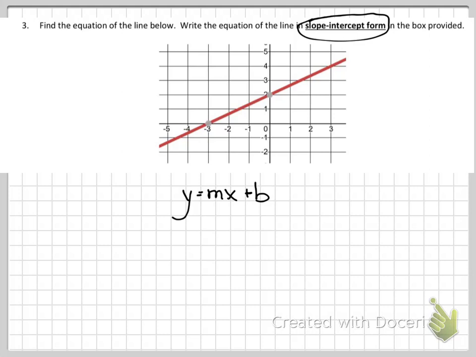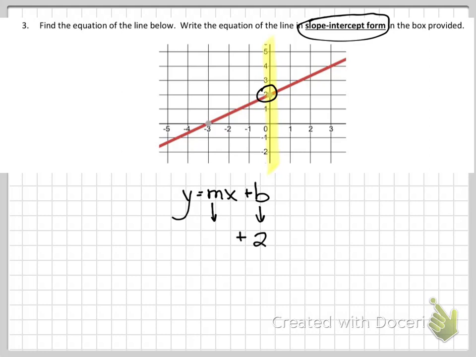Okay? So there's two pieces of information here. We need our slope and we need our y-intercept. So our y-intercept is where this line is crossing the y-axis. So hopefully you can see that that is at positive 2. So b is going to be plus 2.